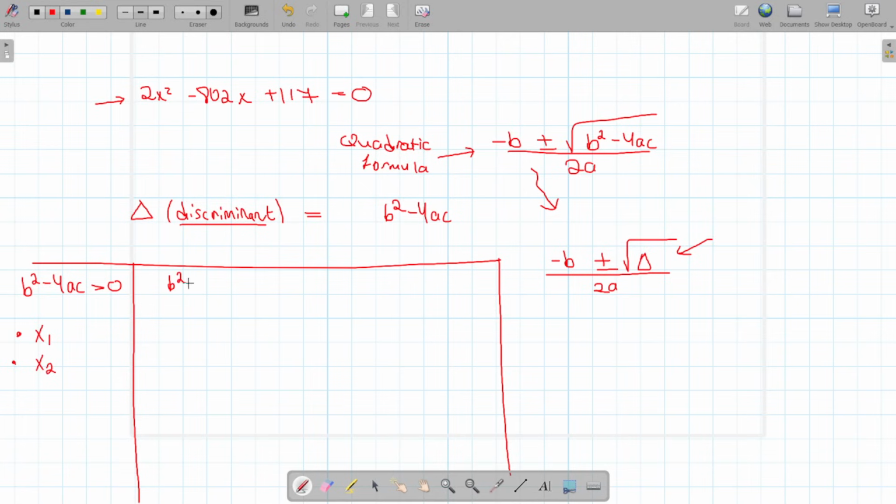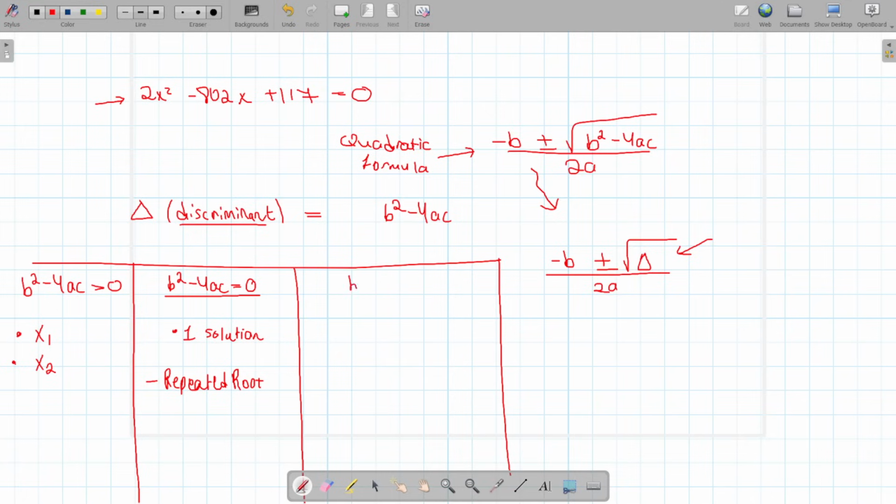But what if b squared minus 4ac equals 0? That means we're going to have one solution. But in math, you're not allowed to say a quadratic equation has one solution. So what do we call it? We call it a repeated root. So anytime in the questions they ask, when will it have a repeated root? You will take b squared minus 4ac equals 0.